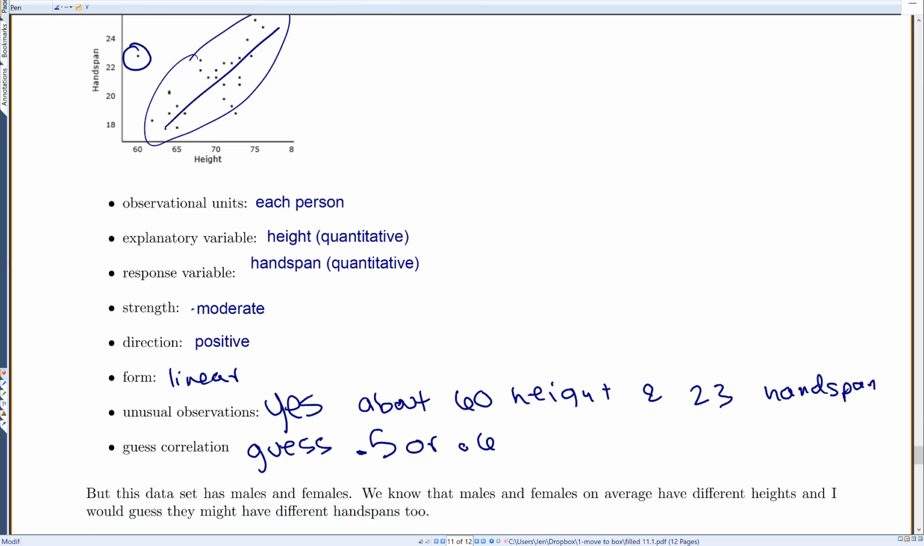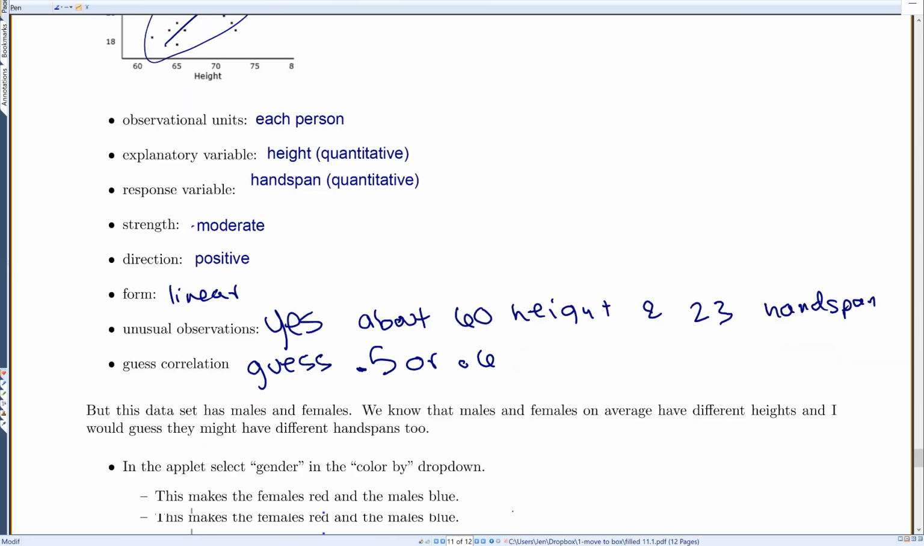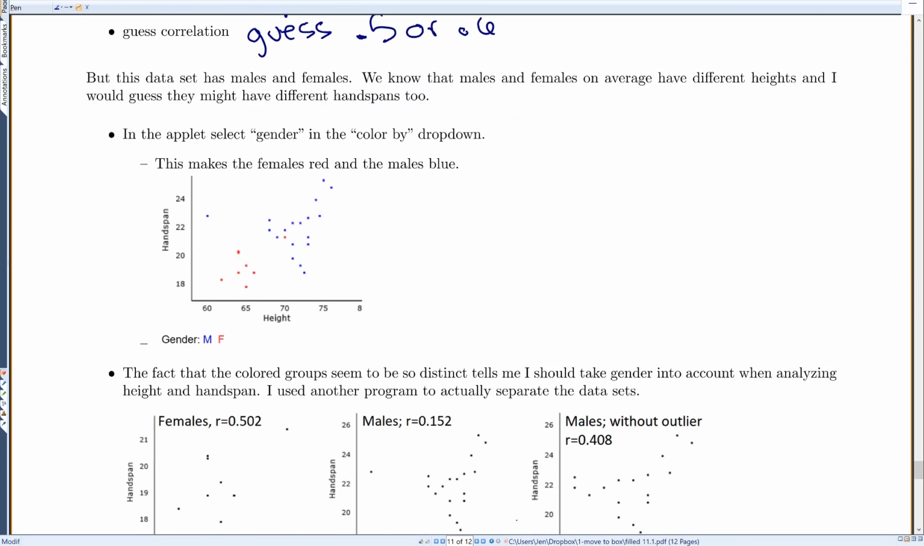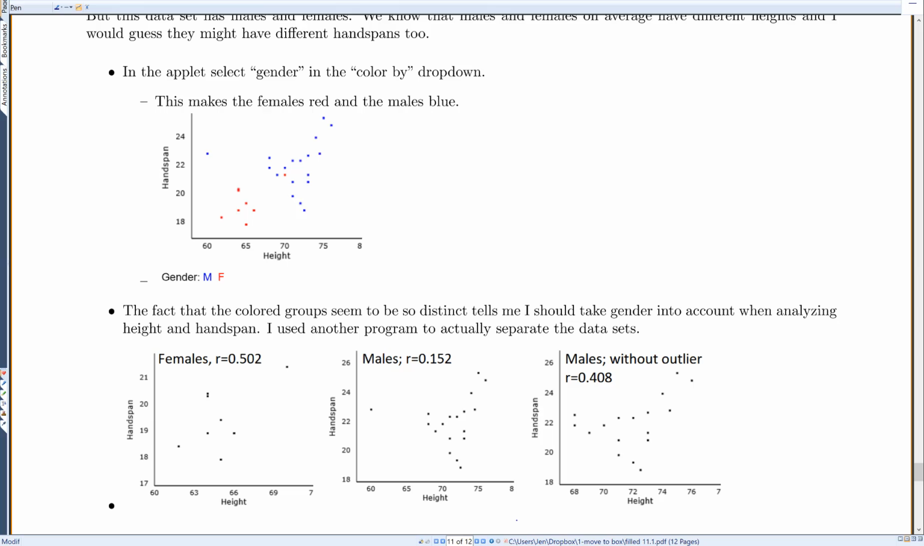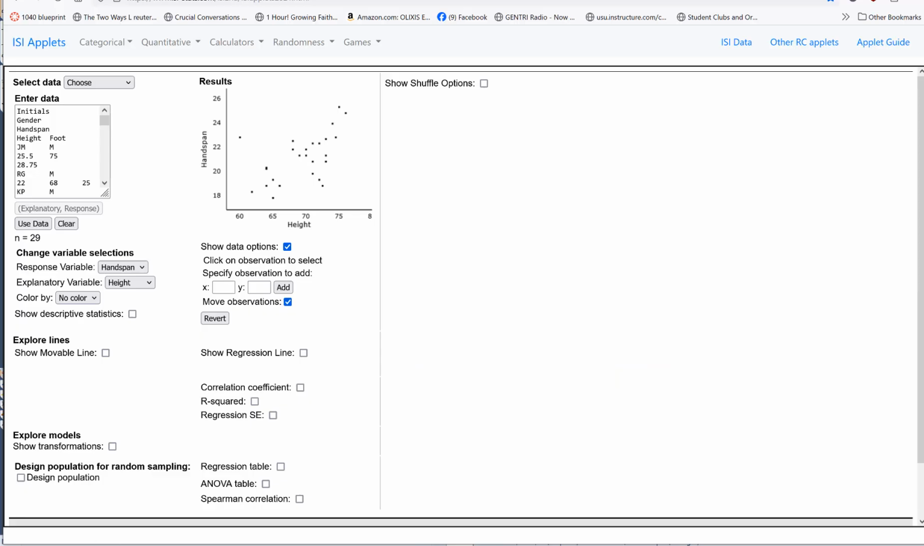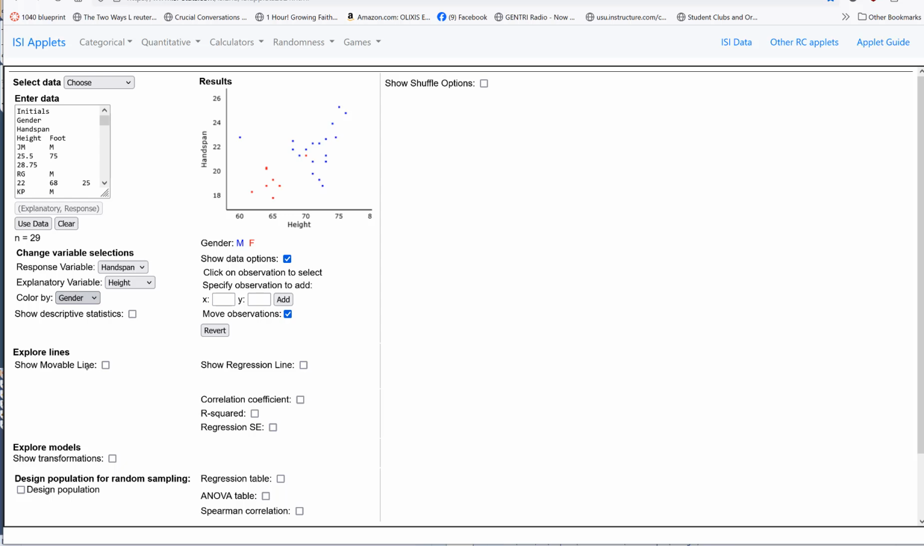But the interesting thing is this data set has males and females. And we know the males and females on average have different heights, and I would guess they probably have different hand spans too. So in the applet, we come to our applet, and it says response variable, hand span, explanatory variable, height, good, color by, and I can click on gender. And notice now it will split it out. Males are blue, so they're up here. Females are red, they're kind of down here.